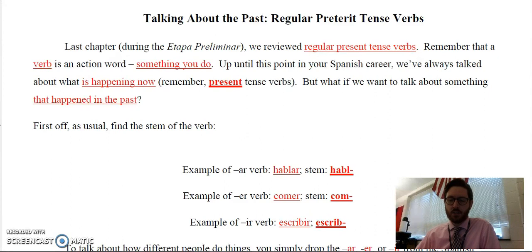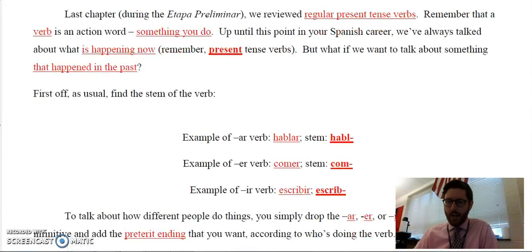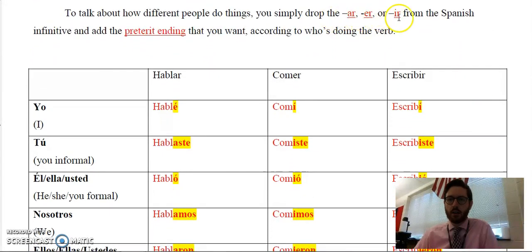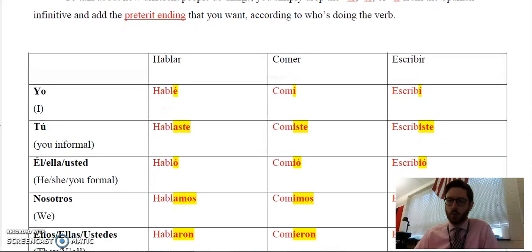As is the case with present tense verbs, you'll find the stem, and all you would do is take the verb ending in AR, ER, or IR, and drop the AR, ER, or IR. So for example, hablar would become habl, comer would become com, and escribir would become escrib. Again, just dropping the AR, ER, or IR. And then to those stems, you'll add these new endings. You drop the AR, ER, or IR from the Spanish verb, and add the preterite ending that you want according to who's doing the verb.